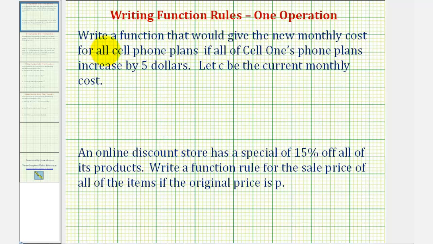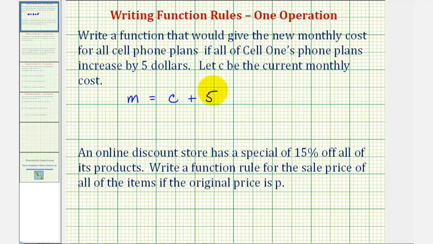In our first example, we want to write a function that would give the new monthly cost for all cell phone plans if all of cell 1's phone plans increase by $5. We want to let C be the current monthly cost. So if we let M be the new monthly cost, we could say that M would have to be equal to the current monthly cost, which is C, plus 5.